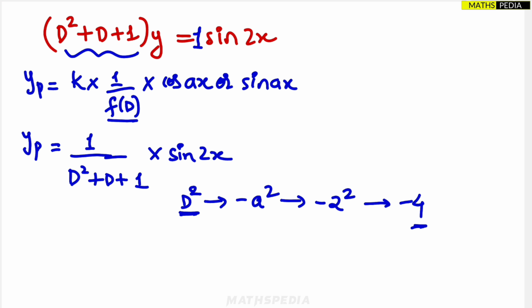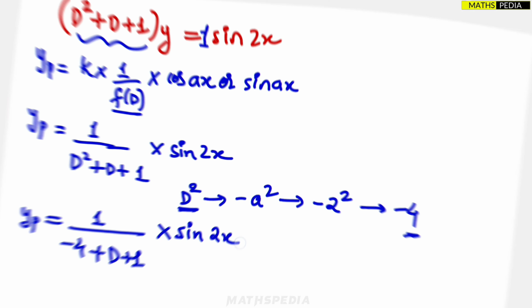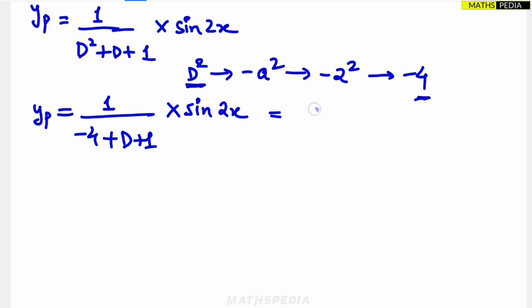What about D? We will see later. Because always in this type of question, where you are getting sin ax and cos ax on the other side, it is always D square, not D. So yp value is equal to 1 divided by D square plus D plus 1, where instead of D square it will be minus 4 plus D plus 1, into sine 2x. So which will be equal to sine 2x divided by D minus 3, because it is minus 4 plus 1, which is minus 3, right? So D minus 3 I have written.